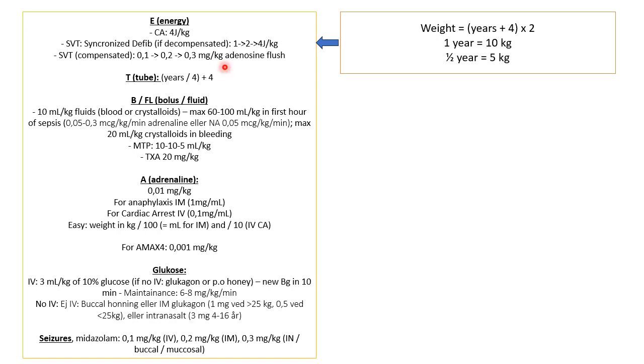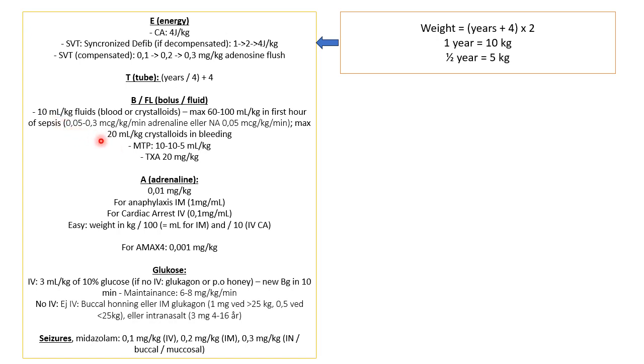And you may remember that the circulating volume of a child is 80 milliliters per kilo. So at this point, there will be almost more water than the child. Yeah. Then it's important, if the patient is bleeding, the max dose of crystalloids is 20 milliliters per kilo, meaning for our child it is 440 milliliters.